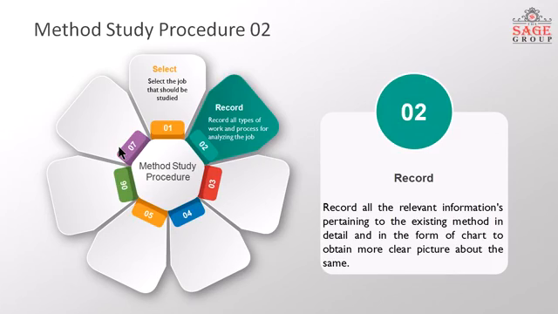There are many recording techniques, including two-handed process chart, outline process chart, flow process chart, and SIMO charts. We can follow any one of them to record, but we have to use some advanced techniques so that we can easily analyze the job. The recording techniques are more diversified. There are macro motion and micro motion studies also.